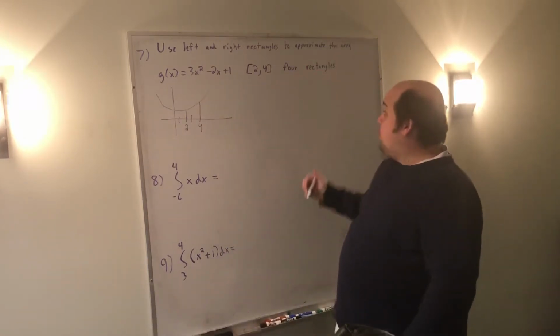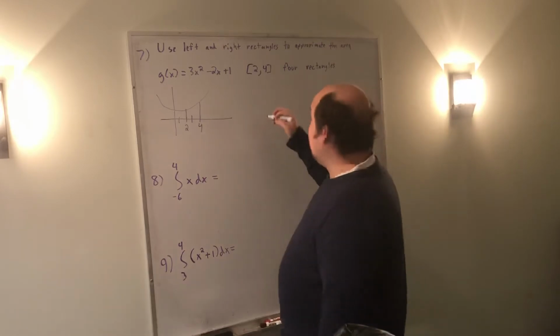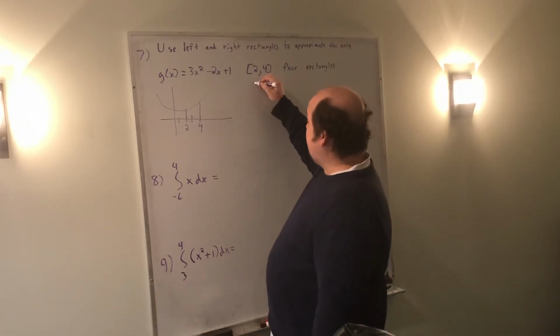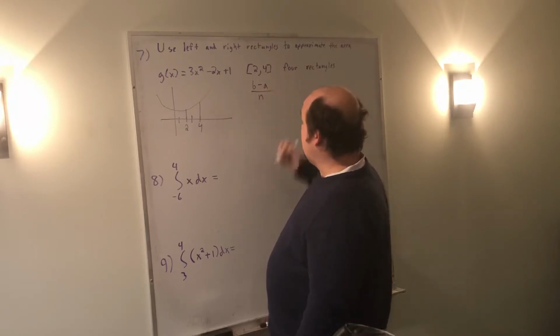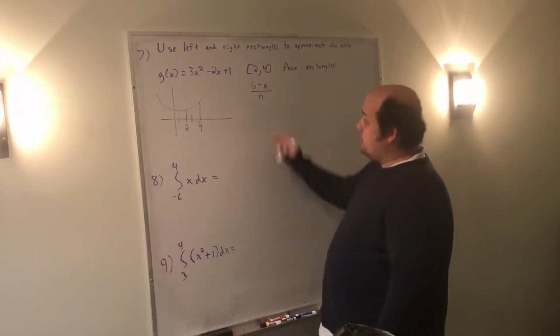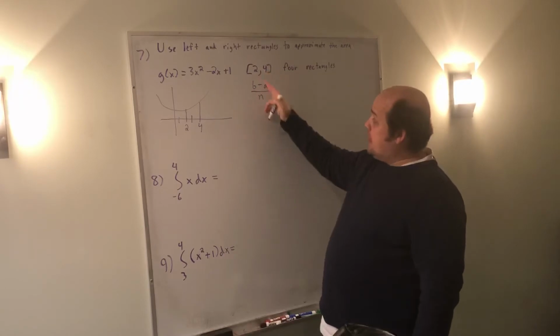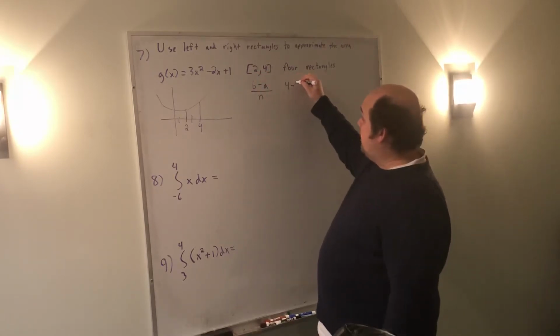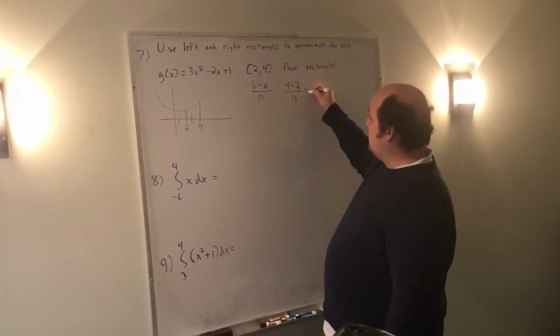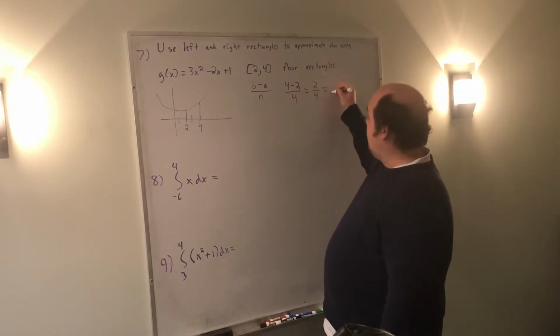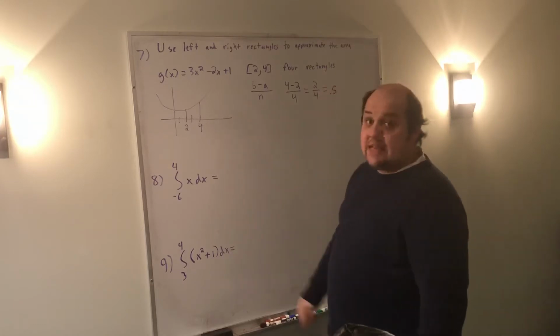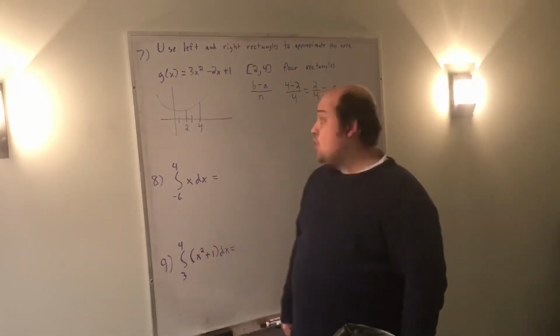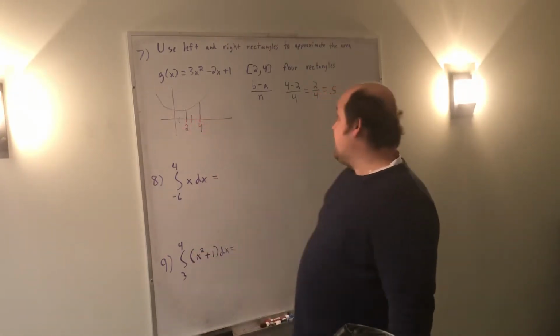Since I have 4 rectangles, in order to find the length of each rectangle, I'm going to take b minus a over n, where n is the number of rectangles, b is the right endpoint, a is the left endpoint. So here, 4 minus 2 over 4 gives me 2 over 4, or 0.5. That tells me the length of each rectangle will be 0.5 along the base.